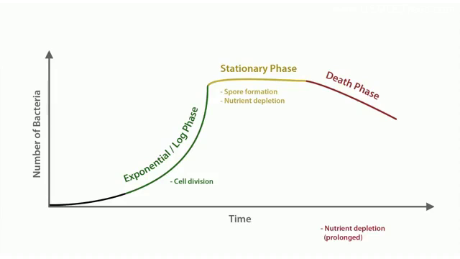And this is the stationary phase. They're just kind of hanging out at this point. Some will form spores at this stage to protect themselves from an inhospitable environment. But eventually, the death rate does exceed the rate of division, leading to the death phase where you see the curve trend downwards. Okay, now let's move on to the end of session quiz.